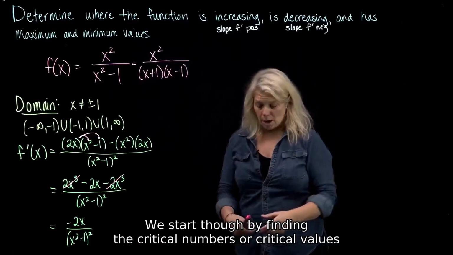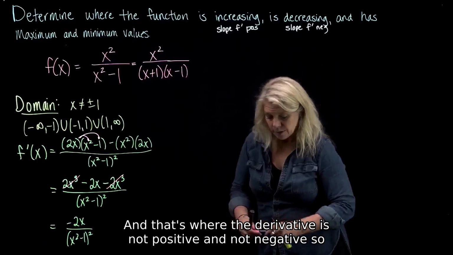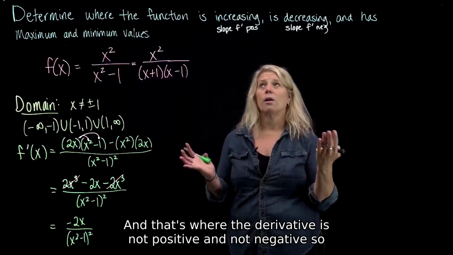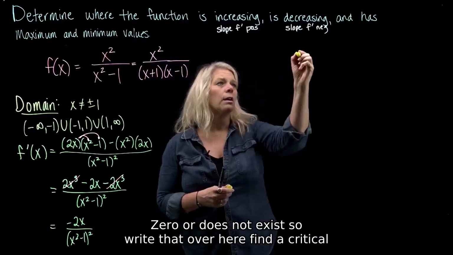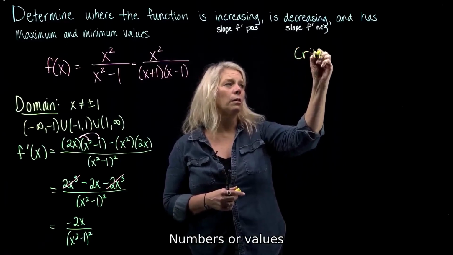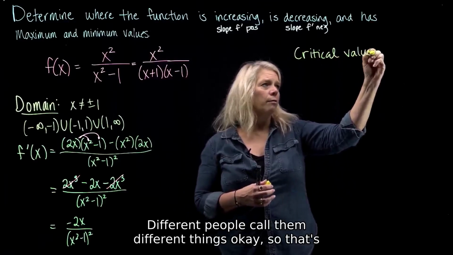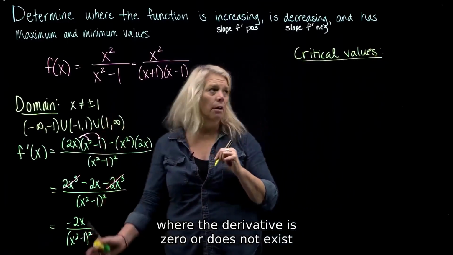We start, though, by finding the critical numbers or critical values, and that's where the derivative is not positive and not negative. So 0 or does not exist. So I'll write that over here. Find the critical numbers or values. Different people call them different things. Okay, so that's where the derivative is 0 or does not exist.